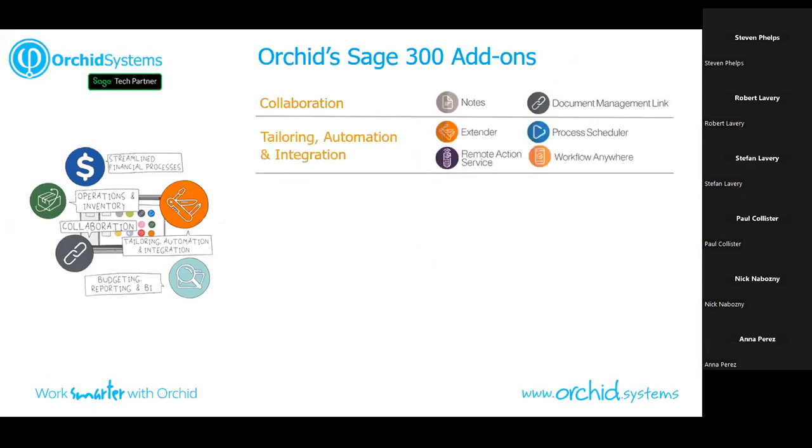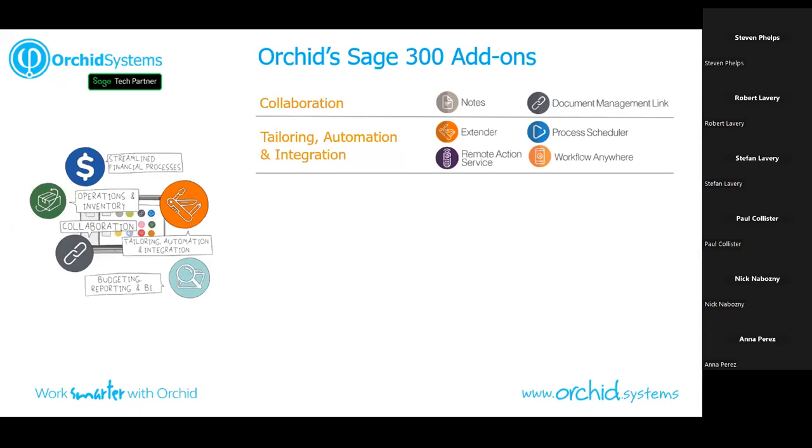Under tailoring, automation, and integration, we have an amazing tool called Extender, which Acumen takes advantage of for some of their clients, where we can customize screens by adding buttons and modifying the grid entry screens. We can automate processes and integrate to external third-party databases. We really can do almost anything with Extender to make Sage 300 more automated, more streamlined, and more secure by adding field level security, but also by automating these processes and extending the data to third-party applications.